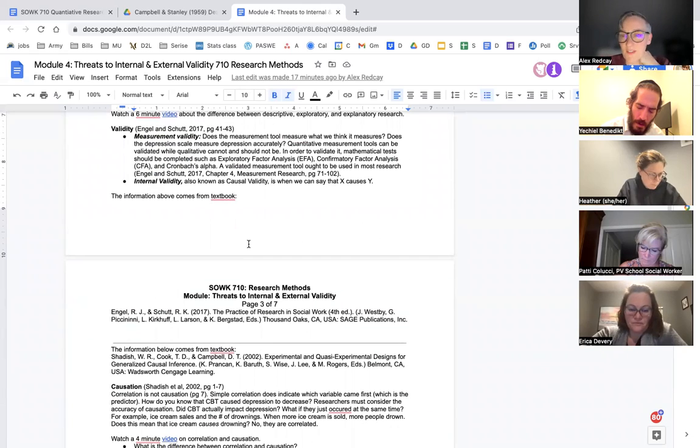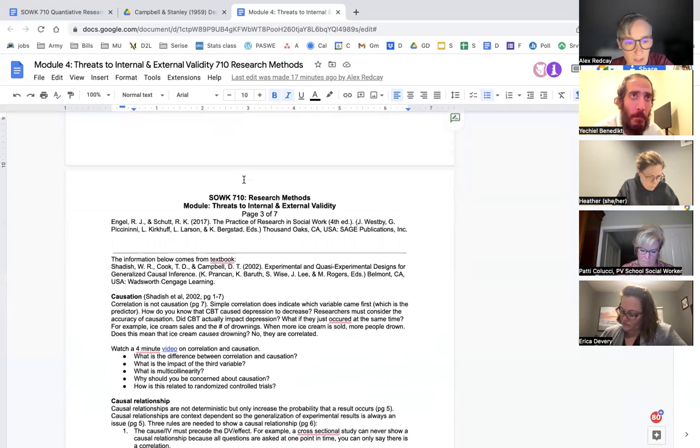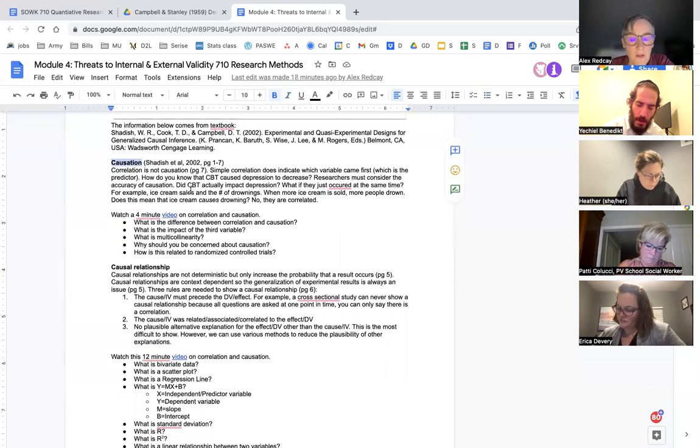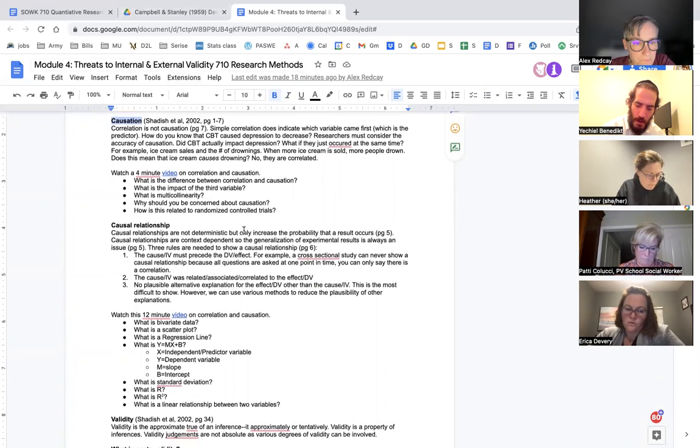Then we get into different types of validity. There is measurement validity and internal validity. We talked a little bit about that earlier. This explains it in a little bit more detail, and I'll let you read that. We also discussed causation, and I'll let you read more about that, but it's the same thing, that one thing causes the other. This is just this author's version of it.